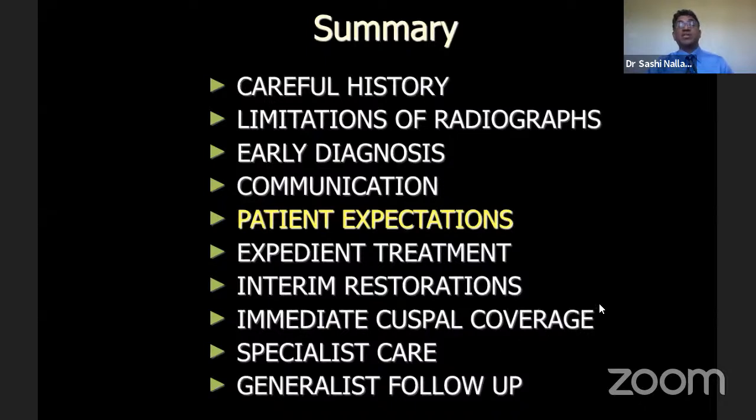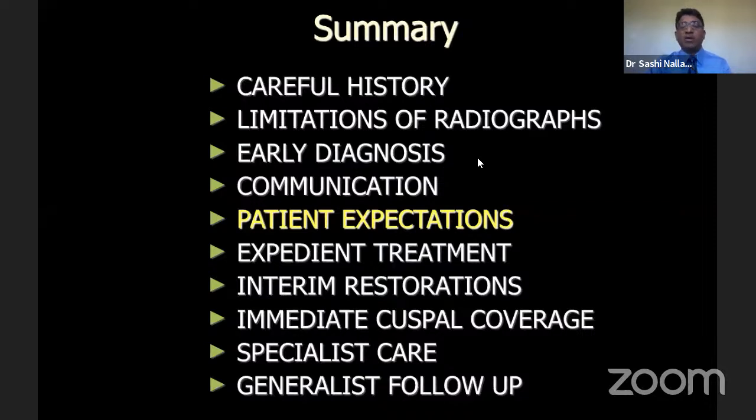So the summary is essentially: take a good history to diagnose it, understand the limitations of radiographs. You cannot see cracks on radiographs typically. Understand the limitations of CBCT as well, and the artifacts that you can see in CBCT, and do not confuse them for cracks. Early diagnosis is very important. You might say which one is cracked and which is not.